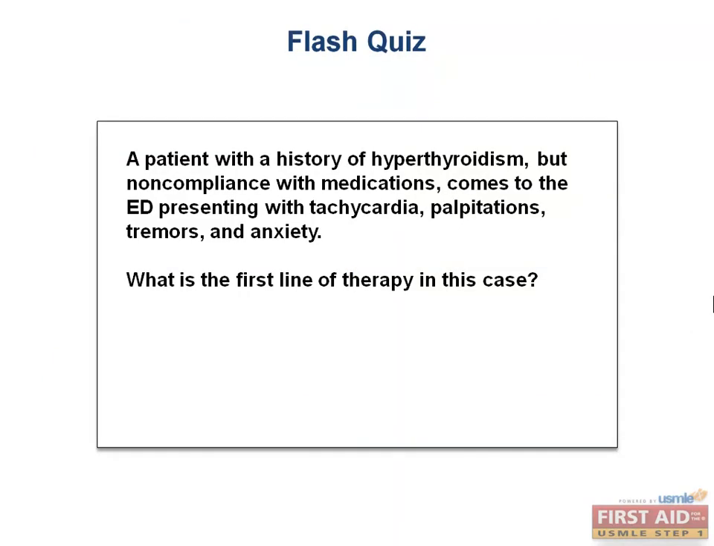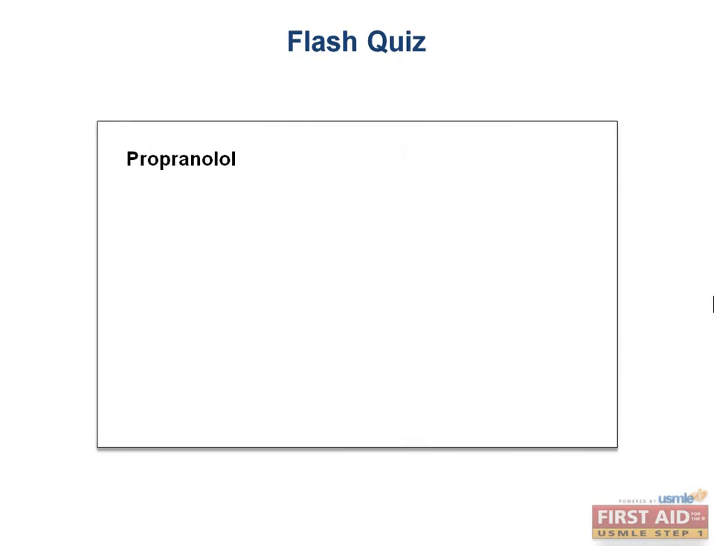Okay, time for another flash quiz. A patient with a history of hyperthyroidism but non-compliance with medications comes to the ED presenting with tachycardia, palpitations, tremors, and anxiety. What is the first-line therapy in this case? Propranolol is the answer here. It is a non-selective beta blocker which can help with tachycardia and palpitations. Additionally, this drug has the added benefit of decreasing conversion of T4 to T3.